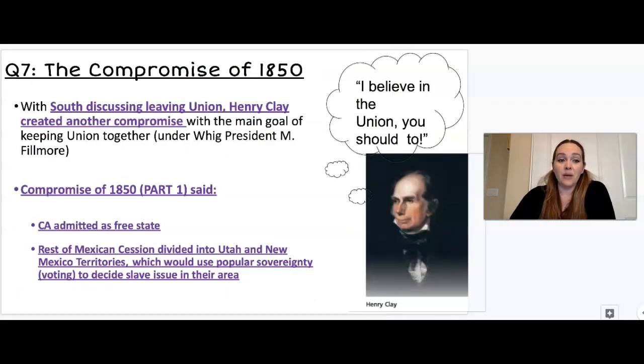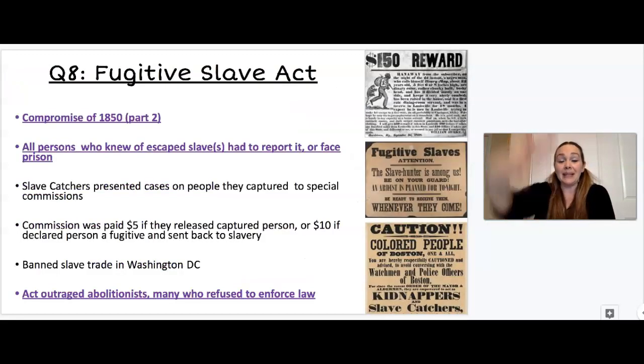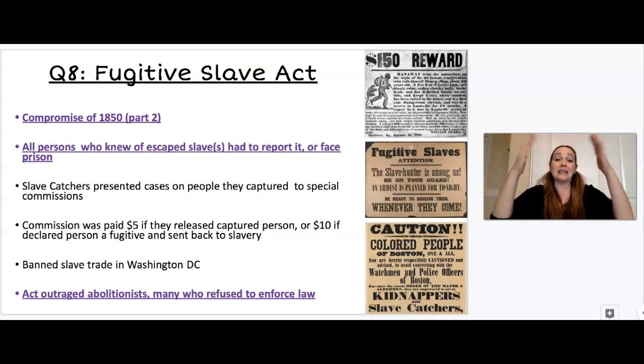Okay? So if you didn't yet, draw a line under that, give yourself a left-hand side question, but we're not actually done with the Compromise of 1850 because it continues on question 8. So write Q8, Fugitive Slave Act, highlighted yellow, all right? And this continues on with the Compromise of 1850. The next part: California's free, the rest of the territory is divided, and they can use popular sovereignty, or voting, to decide if they want to be slave or free, okay?